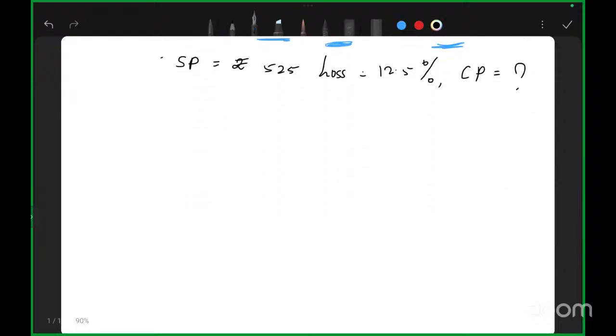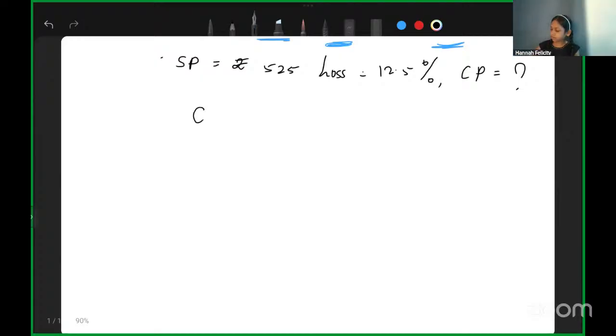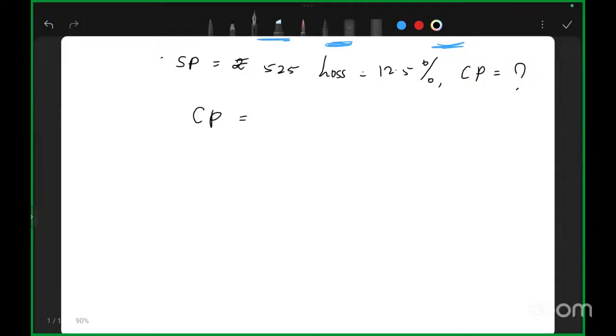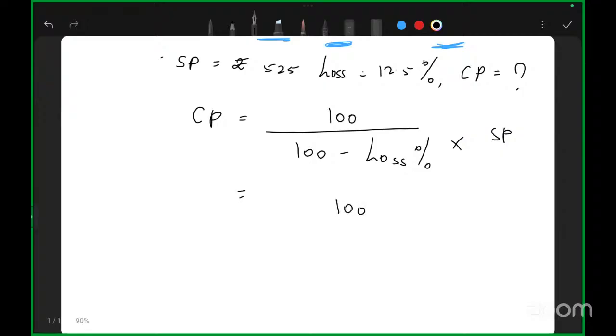Okay, quickly I will solve the second question also. Now in the second question, I am using the formula: cost price is equal to 100 divided by 100 minus loss percent, multiplied by SP. That's the formula I'm using. Okay, so 100 upon 100 minus 12.5.